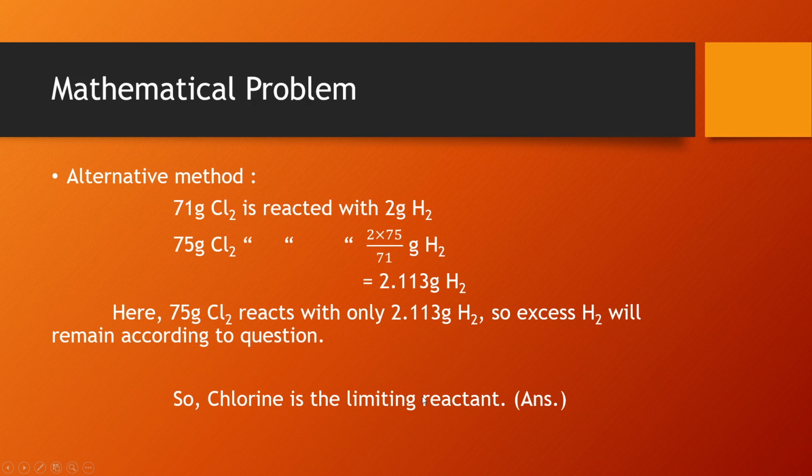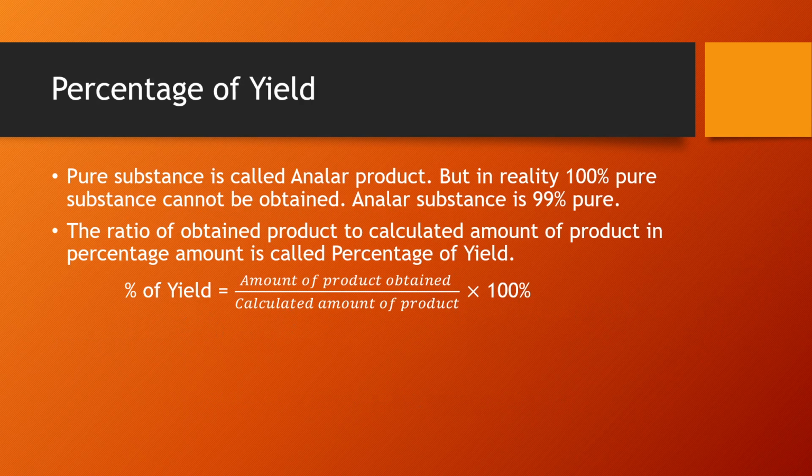You can determine the substance which is in excess, or you can determine the substance which is limited. In both ways you will find the limiting reactant. It will be the substance in short supply, or if one substance is in excess, the other substance will be the limiting reactant. This is the concept here.